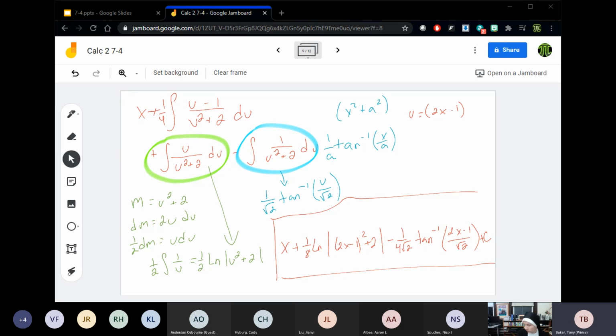All right, does that make sense? I know it's a ton of steps. There's a ton of things to remember, unfortunately.